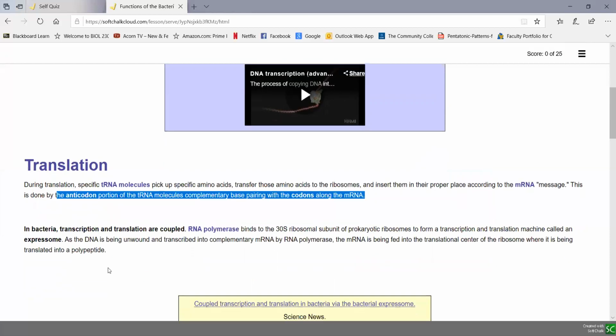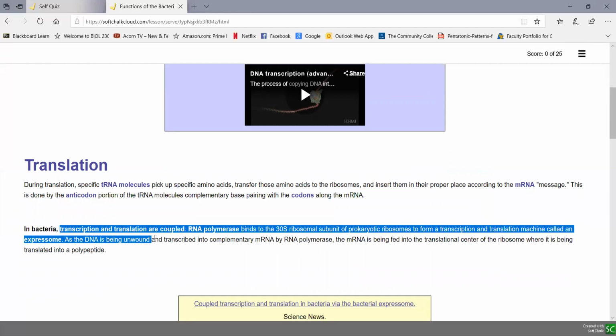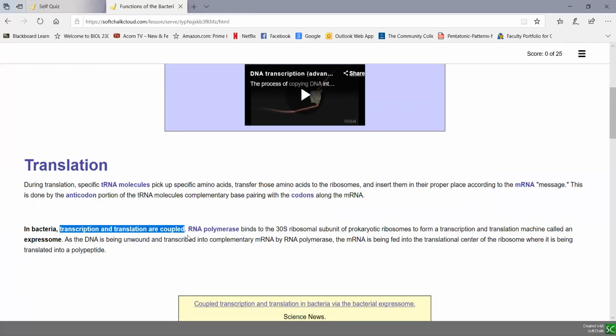Now, it turns out in bacteria, transcription and translation are coupled together. They're separate in eukaryotic cells because, remember, transcription, copying DNA into RNA, occurs in the nucleus, but then the RNA goes out nuclear pores to attach to the ribosomes. So the transcription and translation occur in 2 different locations. In bacteria, they're coupled together.